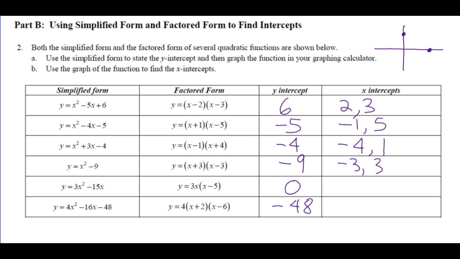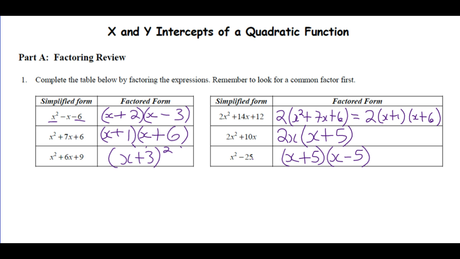What makes this 0? That gives me a 9. That gives me negative 9. 3 times what gives you 0? 0. What makes this 0? 5. Okay, so when you see the variable by itself, like the thing we factored back here, 2x times x plus 5, when x is 0, then y will be 0. When x is negative 5, y will be 0.